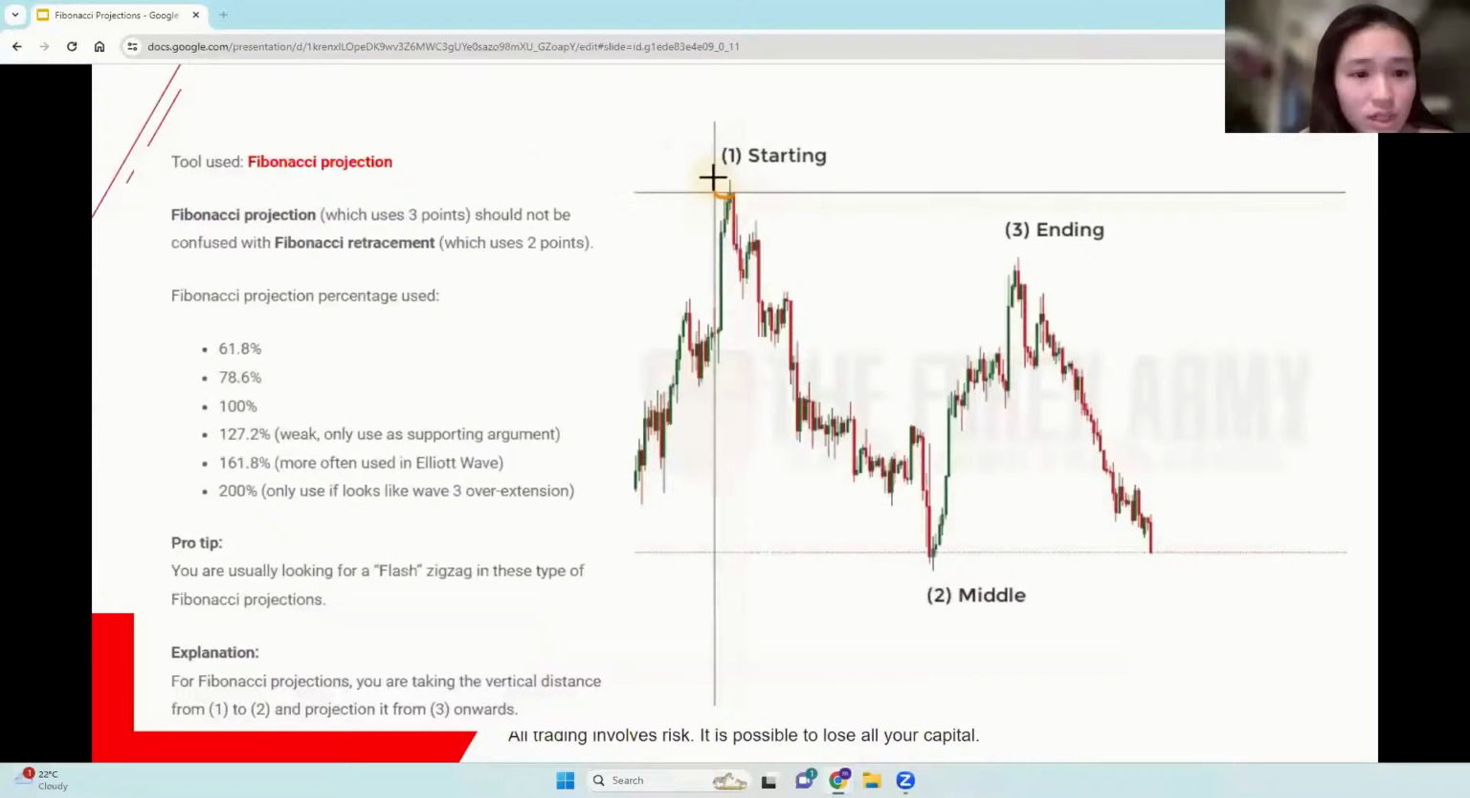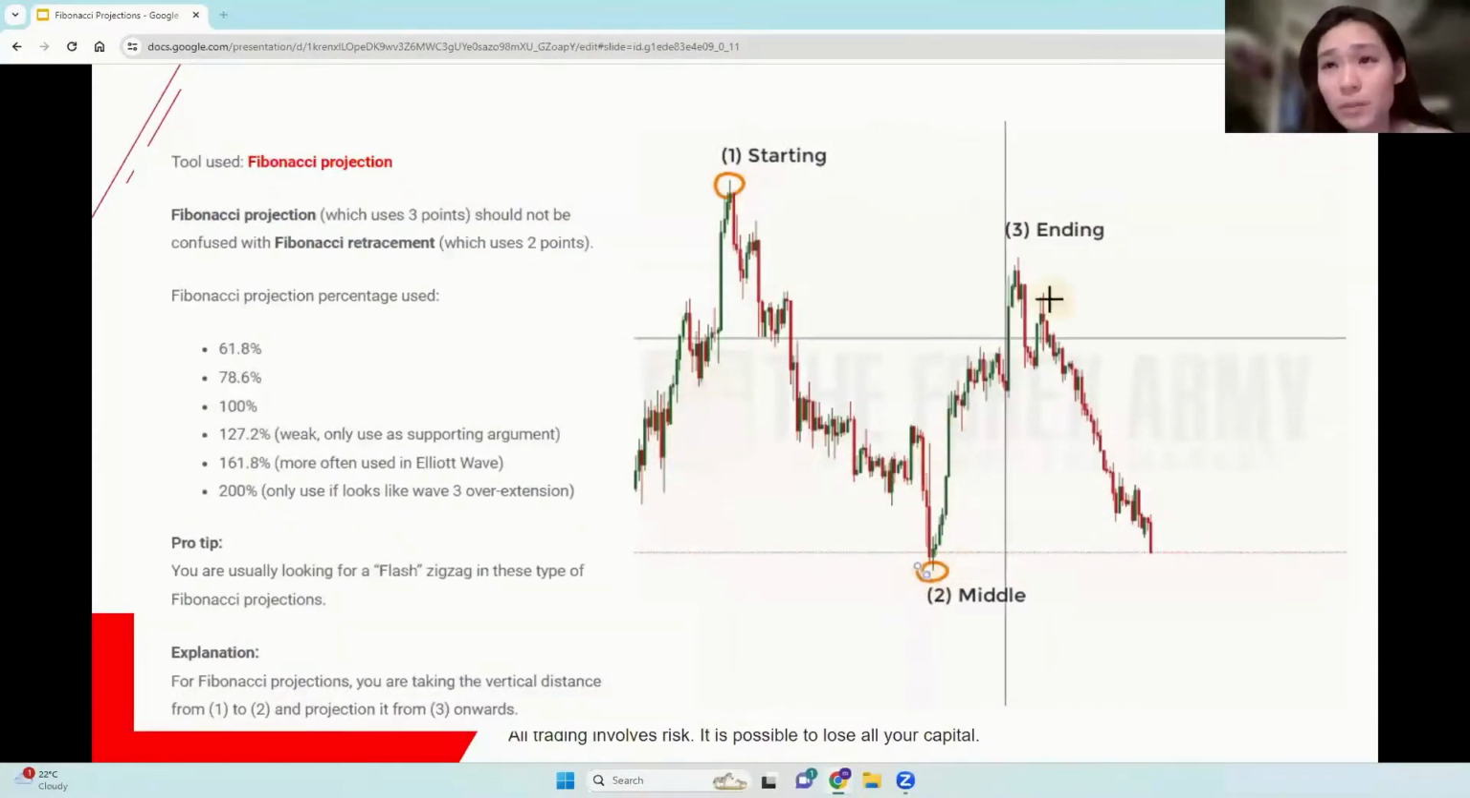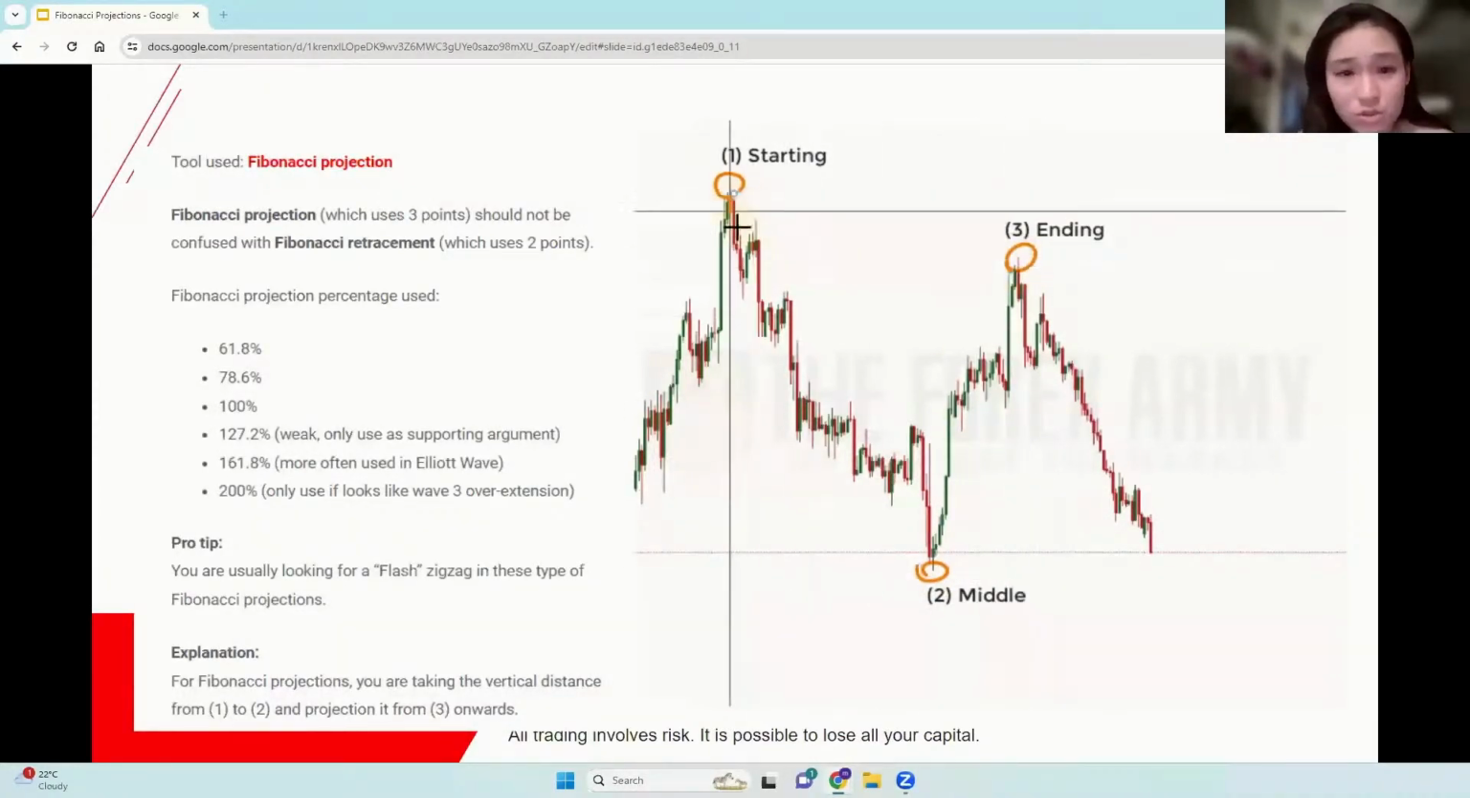Let's move on to this week's topic, which is the Fibonacci projection tool.